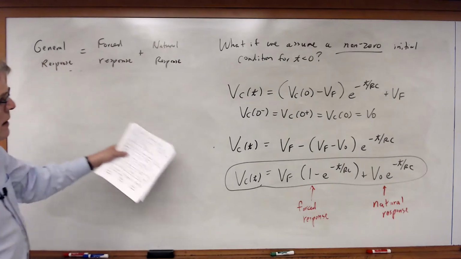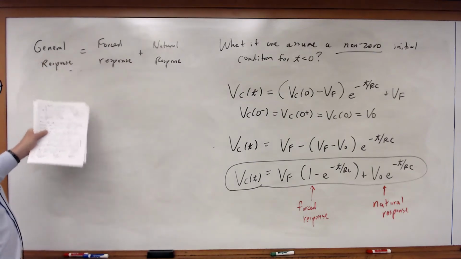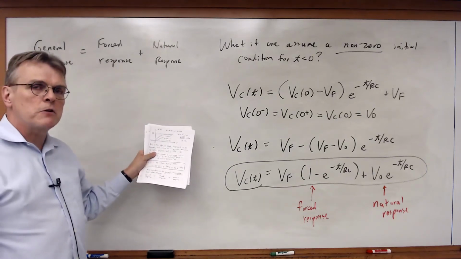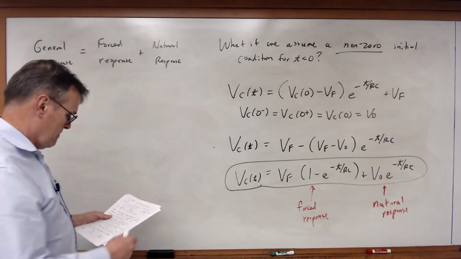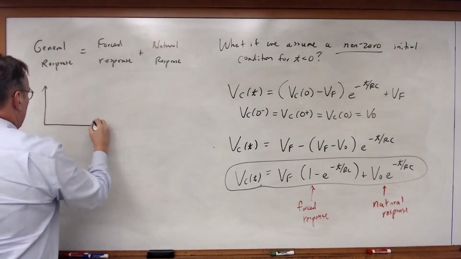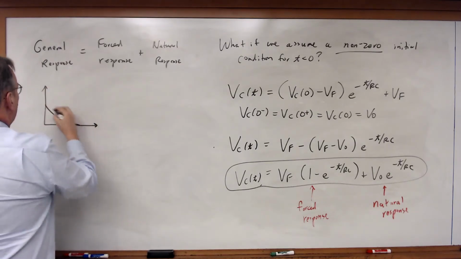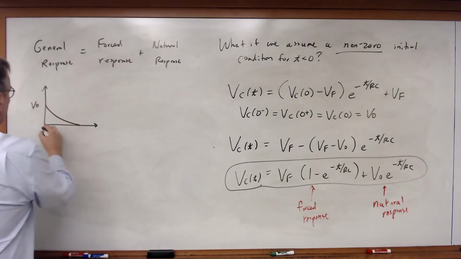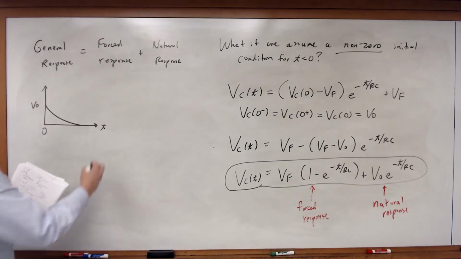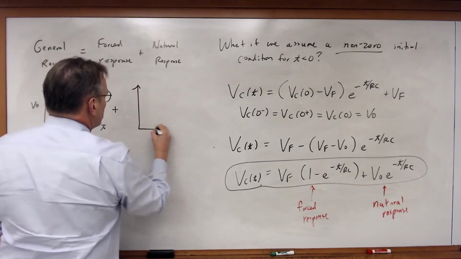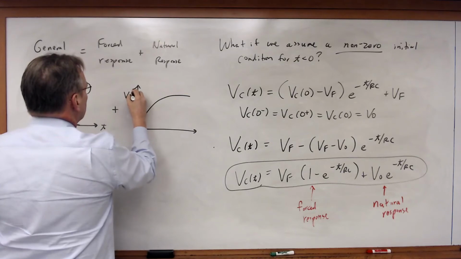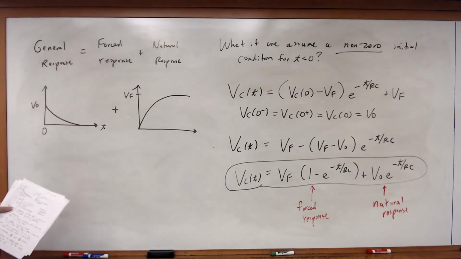So what does the general response tell us? It shows us how we can solve for a problem that goes from a non-zero initial condition to a non-zero final condition. So if I've got a natural response that starts at V0 and decays away, and I add that to a forced response that starts at 0 and charges up to a VF, a final value, and I add those together, what am I going to get?